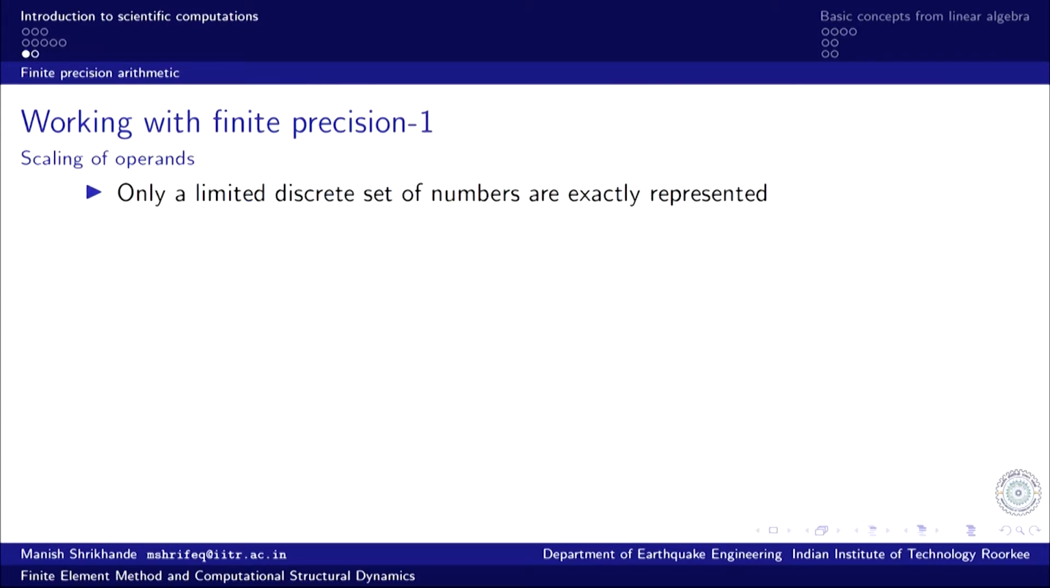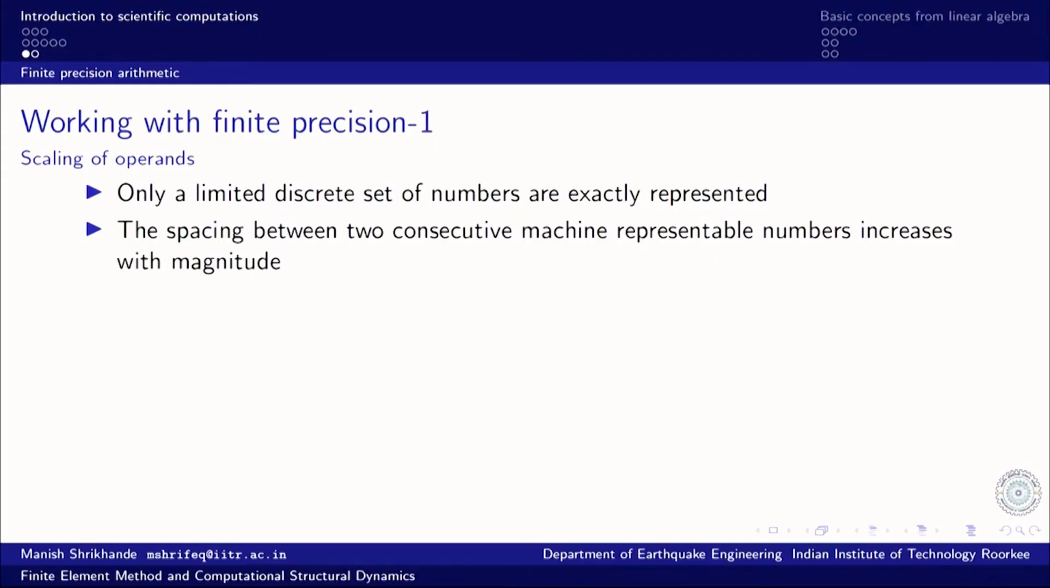So, as I said, we need to scale. How do we work with finite precision? Only a limited, discrete set of numbers is exactly represented on the machine. The spacing between two consecutive machine numbers increases with magnitude. You can imagine there are infinite possibilities, and the probability of getting a number which is exactly represented on the computer is almost 0.